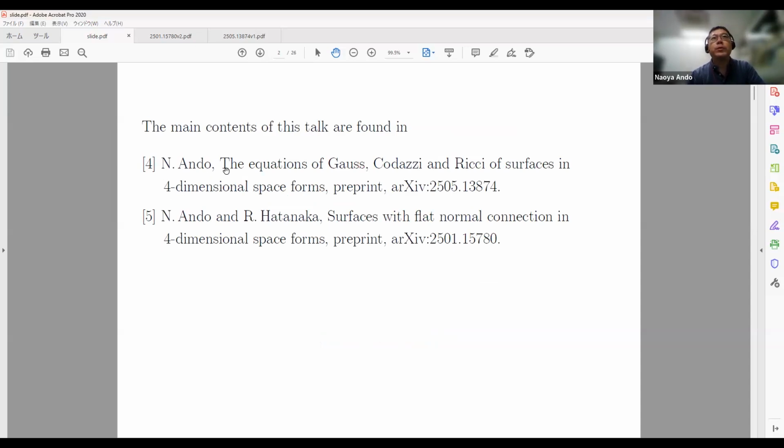The first preprint has been completed last week. And the second preprint was completed by Hatanaka and me. Hatanaka was a graduate student of my laboratory, and now he is employed in a Japanese company.